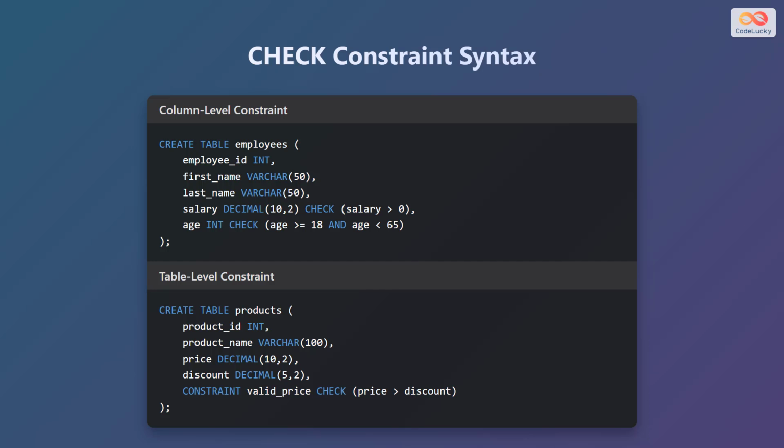Here is the syntax for the table-level constraint. To define a table-level constraint, you specify the constraint outside the column definitions. For example, create a table called Products with ProductID of integer type, product name of variable character type with a length of 100, price of decimal type with a length of 10 and 2 decimal places, discount of decimal type with a length of 5 and 2 decimal places. Add a constraint named valid_price, and the check is whether price is greater than discount.